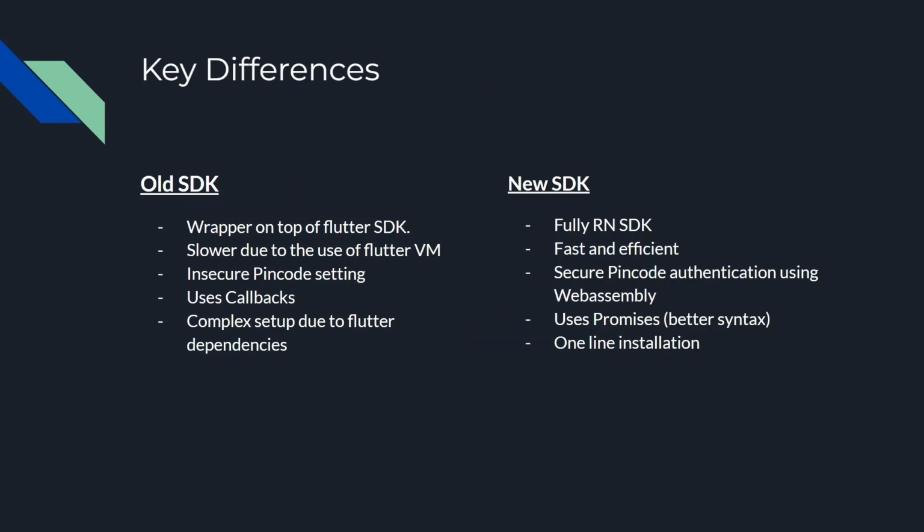Before that, let's talk about the key differences between the old SDK and the new SDK. The old SDK is just a wrapper on top of the Flutter SDK, whereas the new SDK is a fully React Native SDK. This makes it fast and efficient as we no longer have to use the slower Flutter VM. We also have a secure pin code mechanism using WebAssembly. Another thing is the new SDK uses promises instead of callbacks. This provides a better syntax and a better development experience for the clients who are using this SDK.